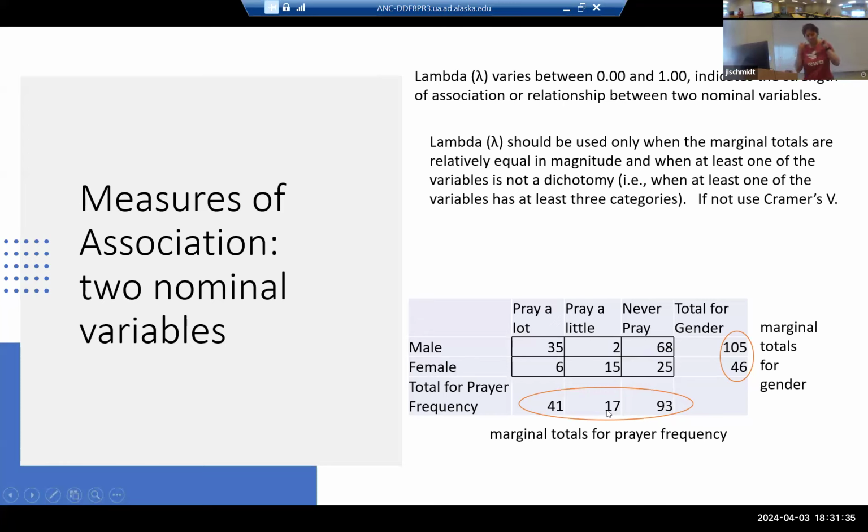So what's my independent, what's my dependent? What type of data am I dealing with? Here I'm dealing with nominal, and then I do my frequency table and I look to see how balanced I am. And then based on how balanced I am, I do lambda or I do Cramer's V.